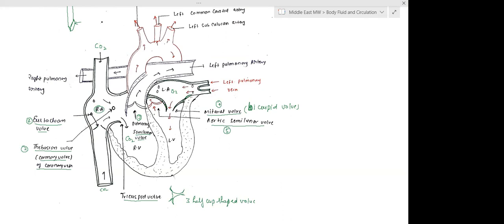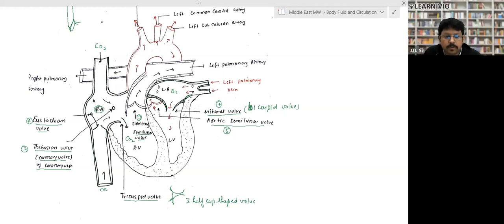Superior vena cava opens obliquely into the right atrium, and it does not have any valve. Full stop.